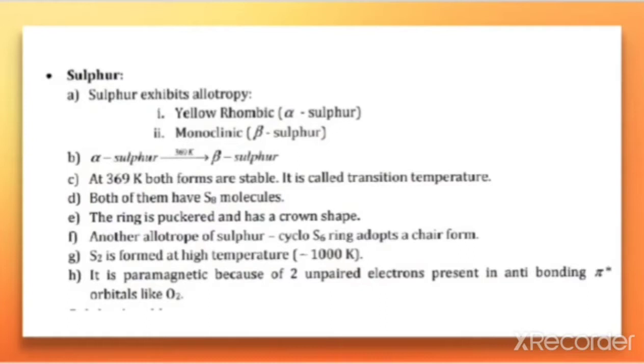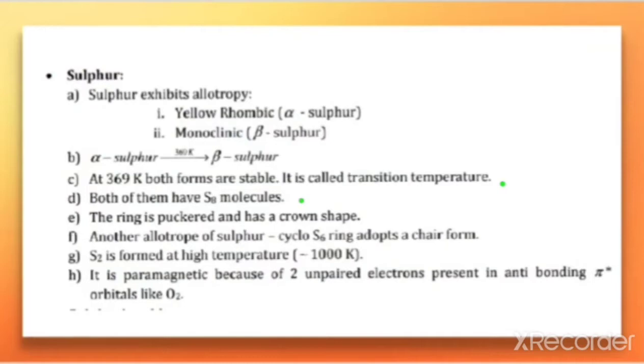So let us list the important points. Sulfur exhibits two types of allotropes here. The most common allotropes are yellow rhombic, that is alpha, and the other one is monoclinic. Here 369 Kelvin is the most important point. At this temperature both can exist, so there can be interchange. One can be interchanged into the other by increasing the temperature above 369 and by decreasing the temperature below 369 Kelvin. So this temperature is called the transition temperature, and both of them have S8 molecules.